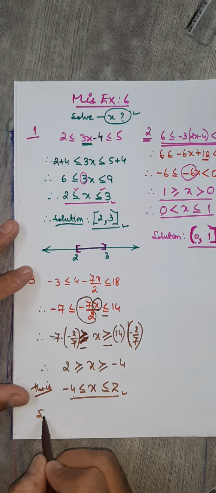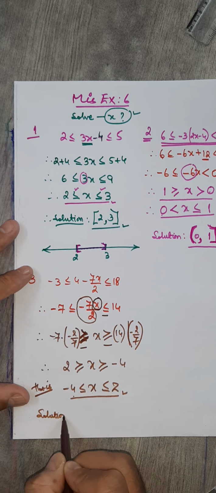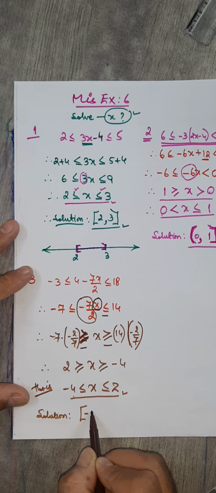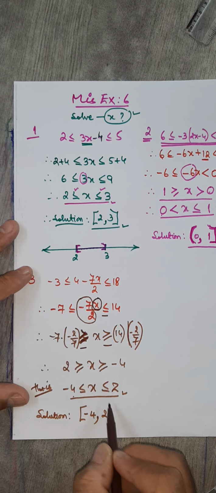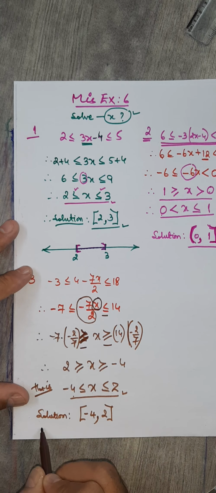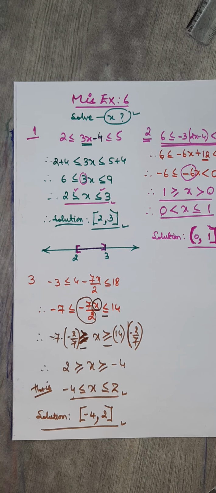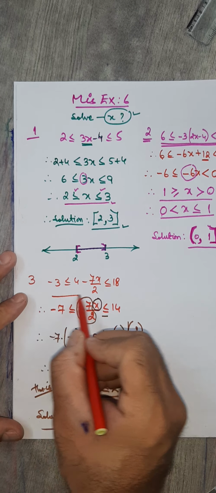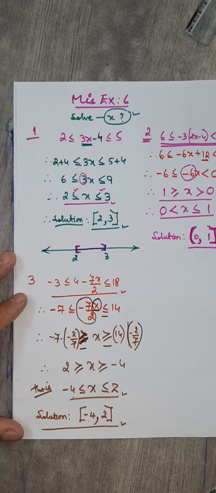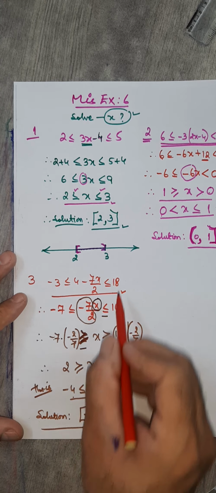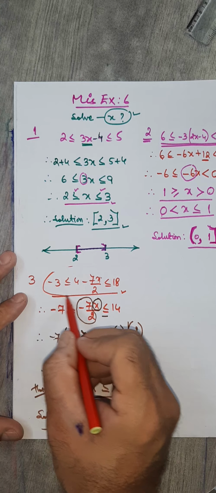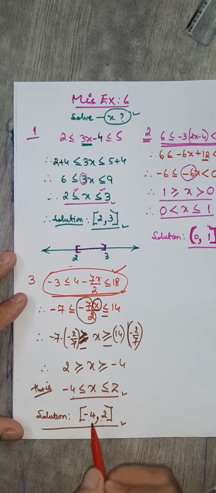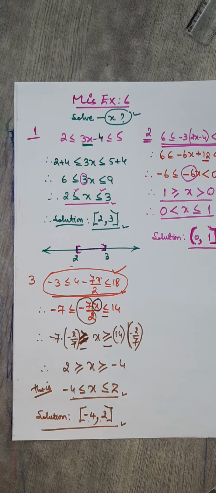What is this? This is nothing but the closed interval minus 4 to 2. This is the solution. Every number from minus 4 to 2 will satisfy this inequality. So this is called the solution. You pick up any number, place it here instead of x, and you will see that this will hold true. This is called the closed interval minus 4 to 2, remember.